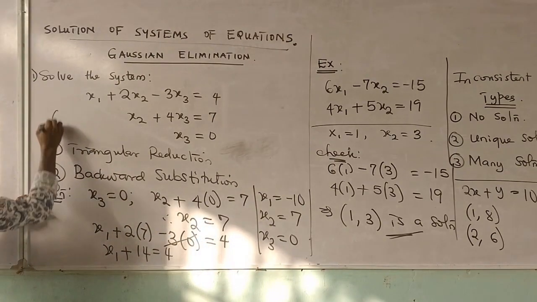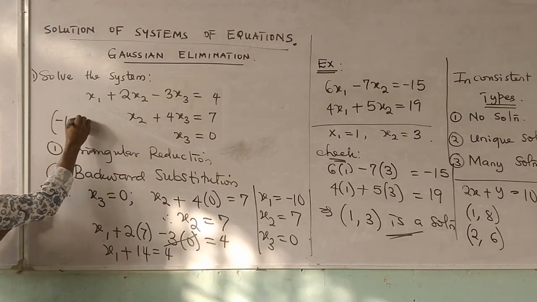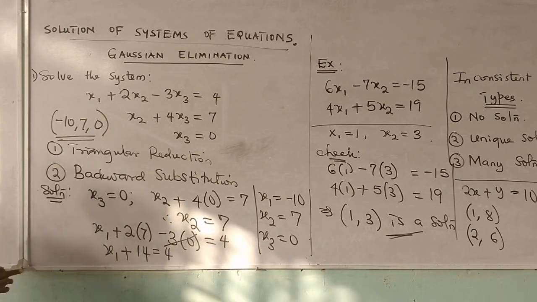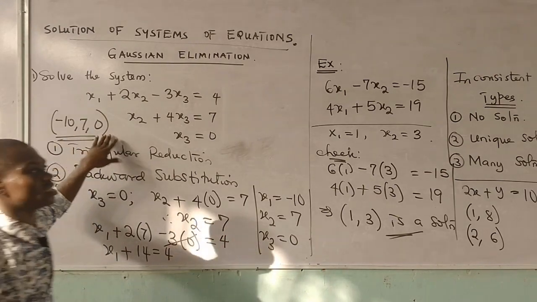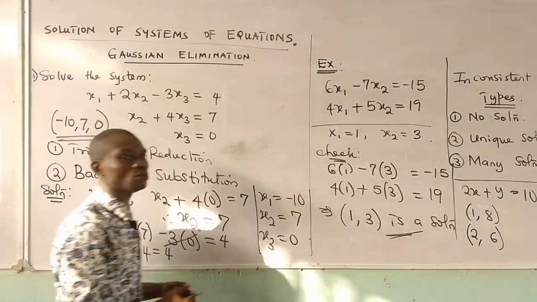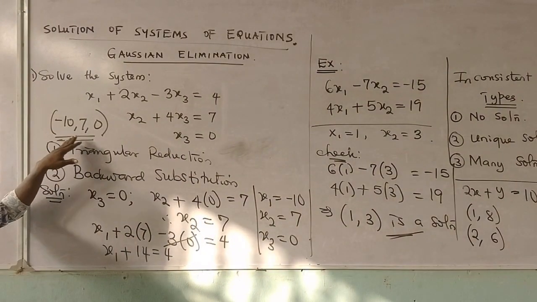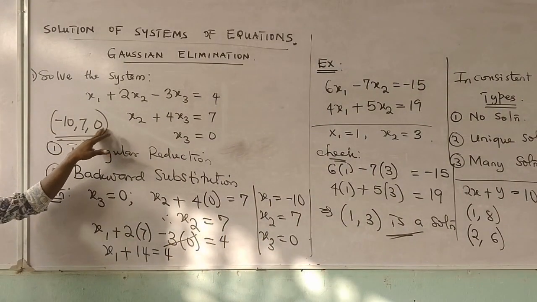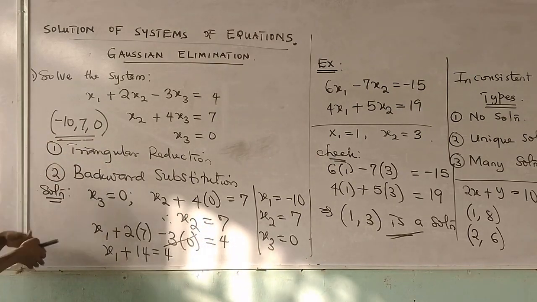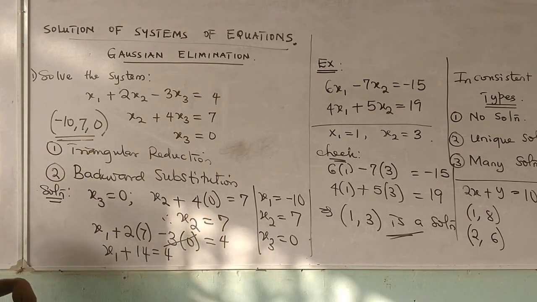Okay, let me write it here. So the solution set is minus 10, 7, 0. So that is the solution. And you can easily see that this satisfies the system. So this is a unique solution. There's no other solution, just one. And that is minus 10, 7, and 0. Why did I write it this way? Minus 10 is for x1, and x1 is the first component. The x2 is the second component, and x3 is the last.